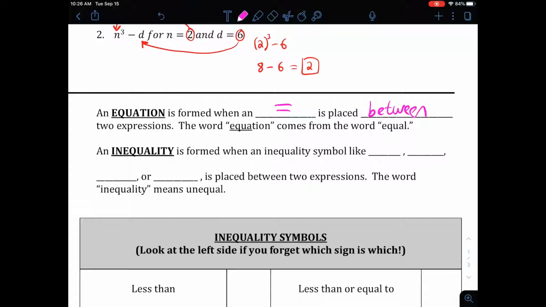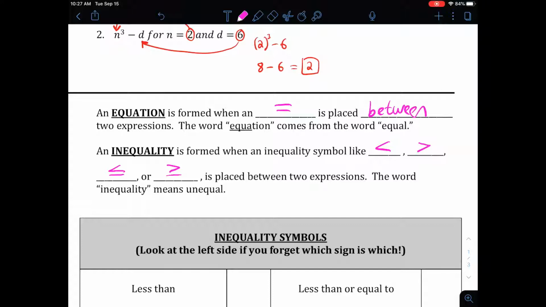An inequality is formed when an inequality symbol is placed between two expressions. Do you know what an inequality symbol would be? I'll give you the first one here. See if you can fill in the other 3 blanks. The first one would be this symbol right here. What does that symbol represent? If you said less than, that's awesome. What are the other ones? We have less than. We also have greater than. What is this one called right here? Less than or equal to, or greater than or equal to.